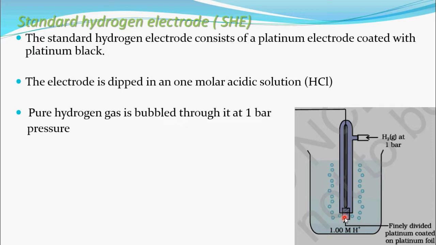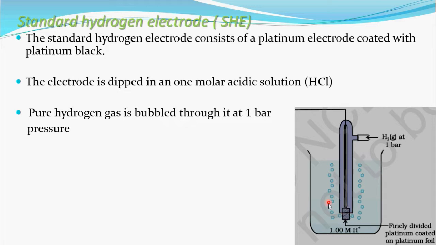What happens now? This standard hydrogen electrode consists of the rectangular platinum electrode coated with platinum black, connected through a wire, and enclosed by a jar provided with an inlet. This whole electrode is dipped in 1 molar acid solution, and hydrogen gas is passing at 1 bar pressure, and these hydrogen gases are adsorbed, sitting on the platinum surface.